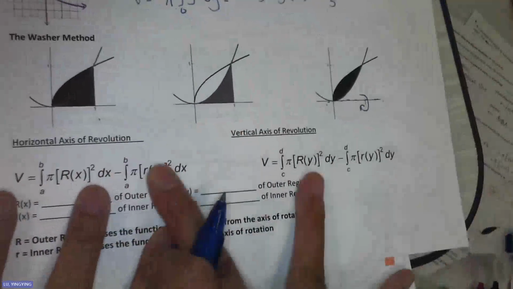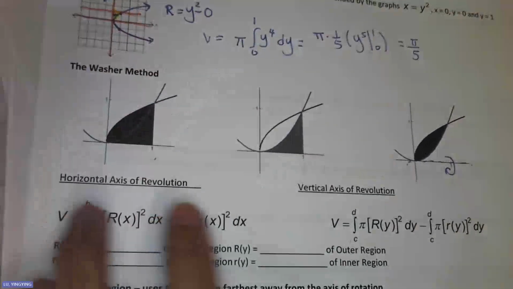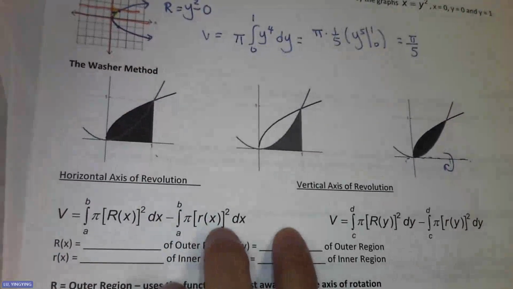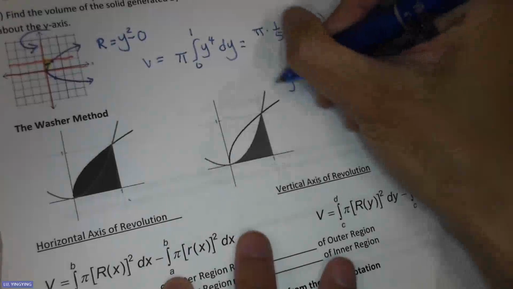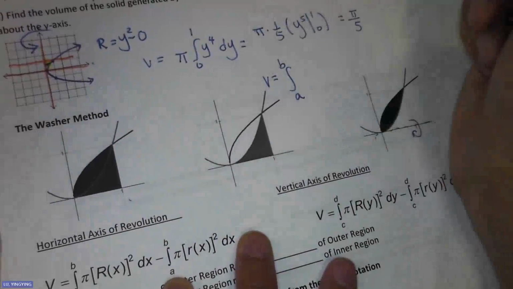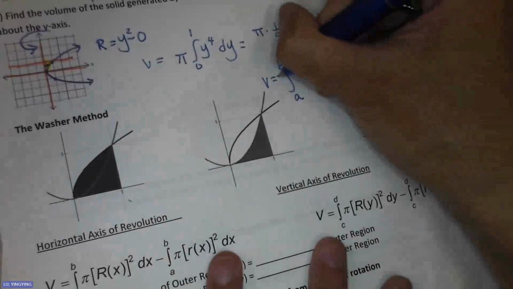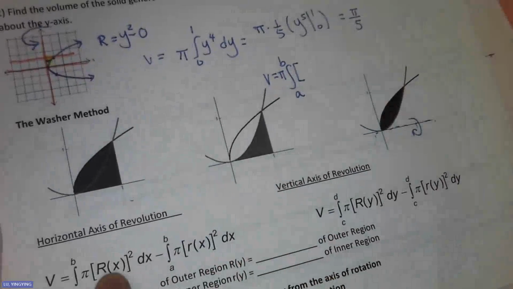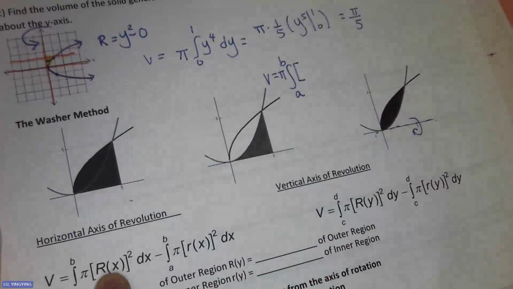Now, I do not like the formula they gave you because it is hard to compute them separately. I write them together. So volume, make sure you write this down in your notes. Either a to b or c to d, doesn't matter. Pi times the big R of x squared minus the small r of x squared.